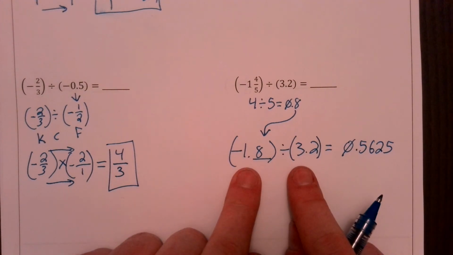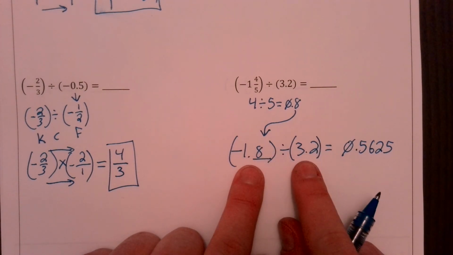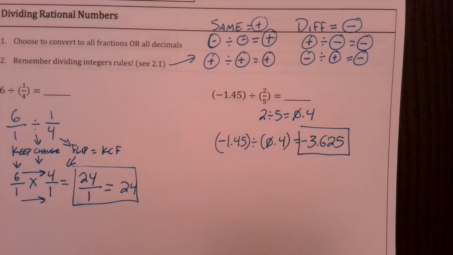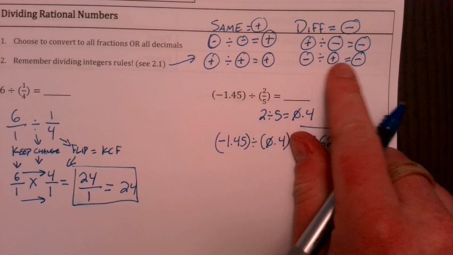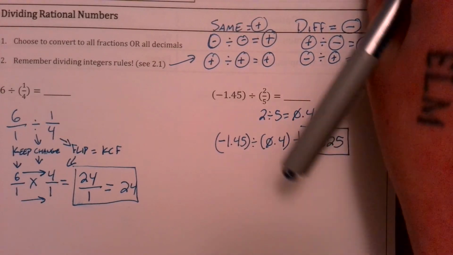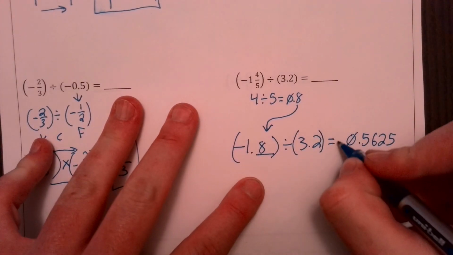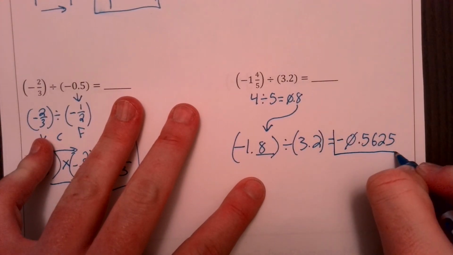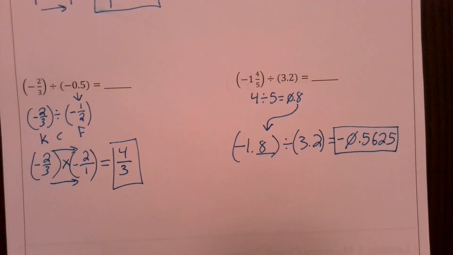Now we have to pick our sign. I have a negative divided by a positive. Our rules say negative divided by positive equals a negative answer. Different signs, negative answer. So I have a negative 0.5625. Go ahead and jump into your practice and let me know if you have questions.